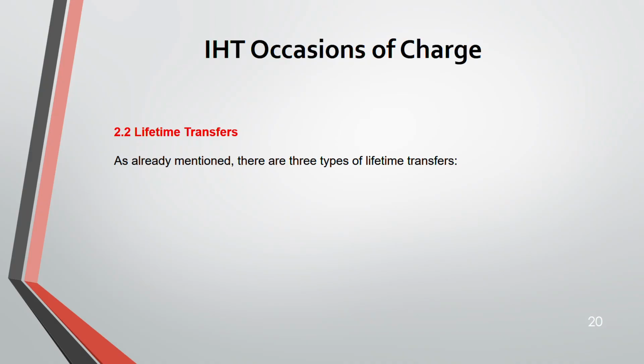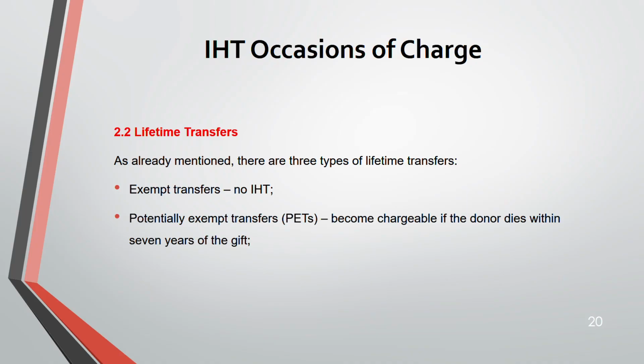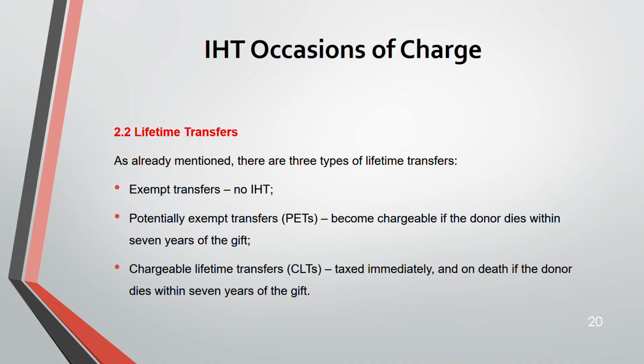So as already mentioned, there are 3 types of lifetime transfer. Exempt transfers: no IHT. PET becomes chargeable if the donor dies within 7 years of the gift. Chargeable lifetime transfer: taxed immediately, and when the donor dies, additional IHT, that also if the donor dies within 7 years. See, this 7 year rule you have to always remember. The donor has to die within 7 years of the gift. If he dies after 7 years of the gift, no additional IHT when the donor dies, and PET is also not chargeable.